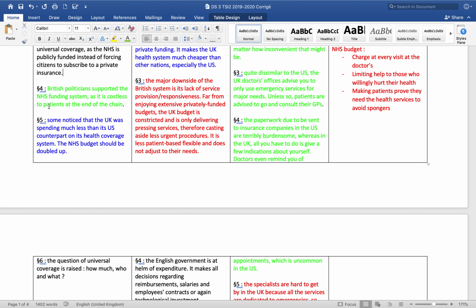In the fourth paragraph, British politicians supported the NHS funding system as it is costless to patients at the end of the chain. So very interesting.